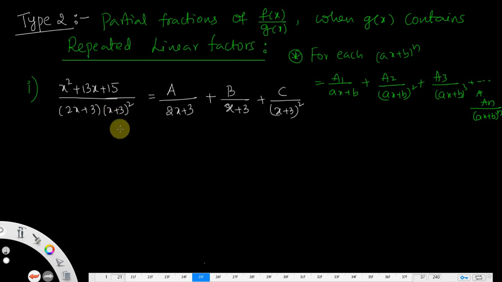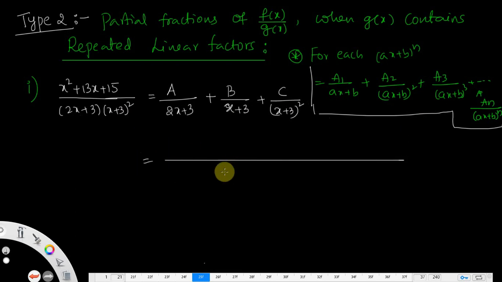Whatever factor is repeated, take the first term as simple as it is, and as the power increases, it is c by x plus 3 whole square. Suppose if x plus 3 whole cube is given, then you write d by x plus 3 whole cube, like this. This is the method of solving partial fractions. It depends on n: how many times it is repeated, the number of terms is to be increased. The procedure is the same. Take the LCM for this also, that is x plus 3.